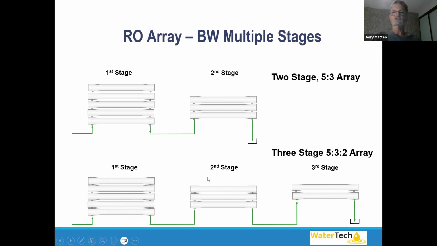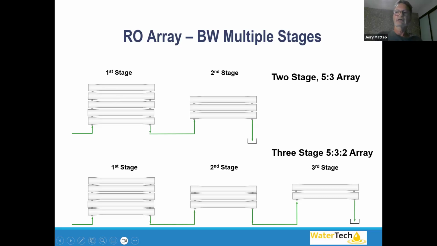So it's a 1, 2, 3-stage system, 5 vessels here, 3 there, 2 there. It's a 5-3-2 array. If I didn't have either one of these and I only had this one stage, that's a 1-stage system. And you don't even say 5, you just say I have a 1-stage system with 5 vessels.